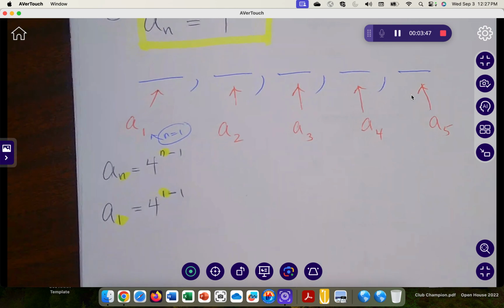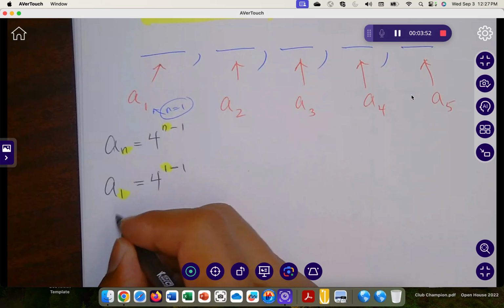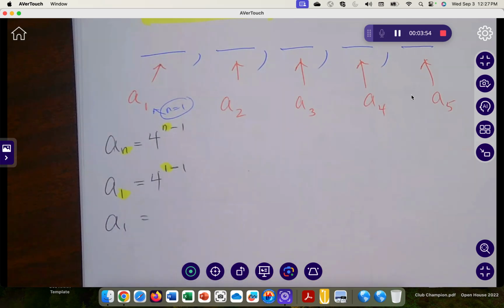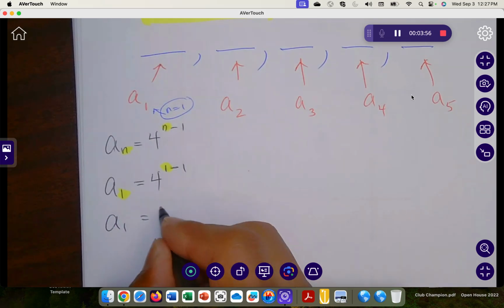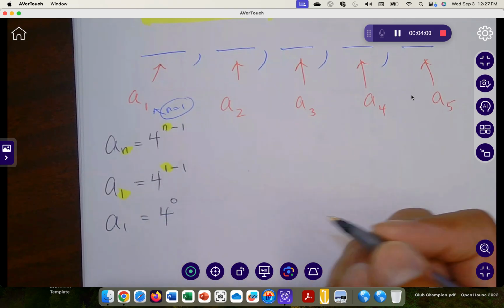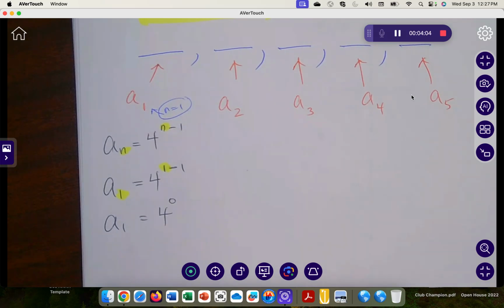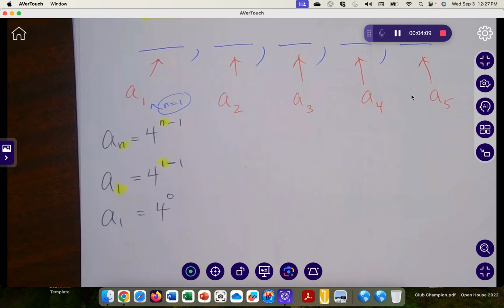Does anybody know anything about a power of 0? Because this is going to give us a power of 0. The first term is 4 to the, see, because 1 take away 1 is going to be 0. The answer is always 0? Did somebody say that? No. That's a very good assumption, but it's not true. Go ahead and do it on your calculator. 4 to the power of 0.